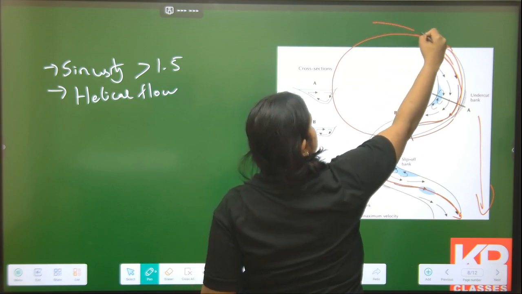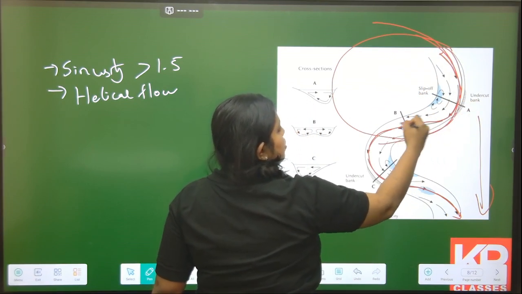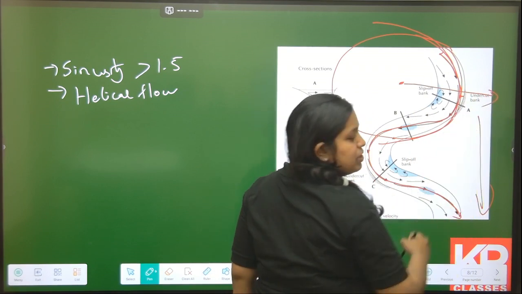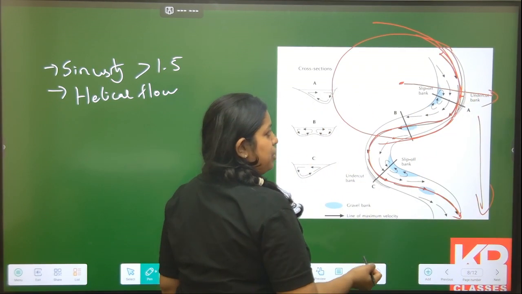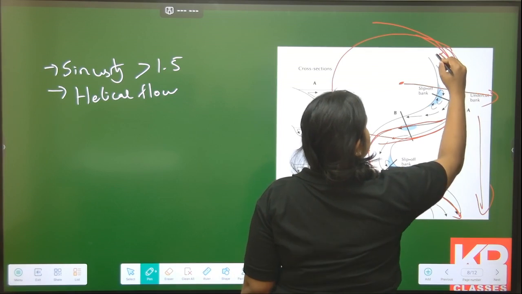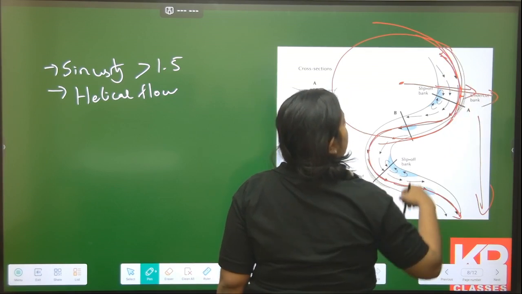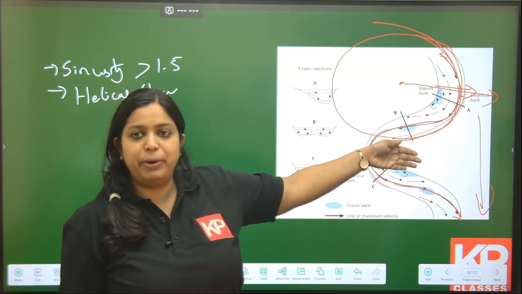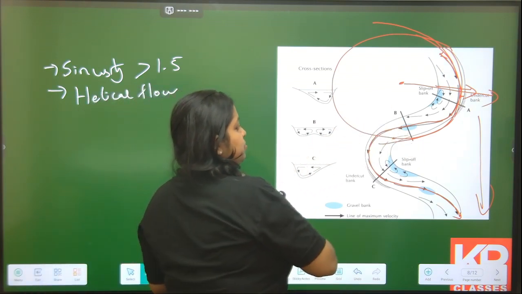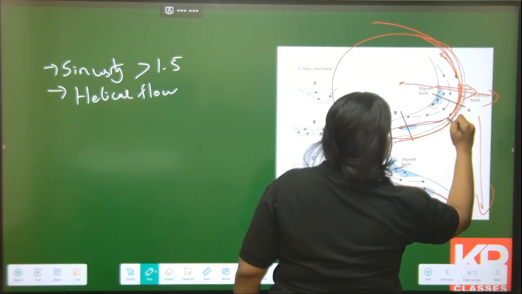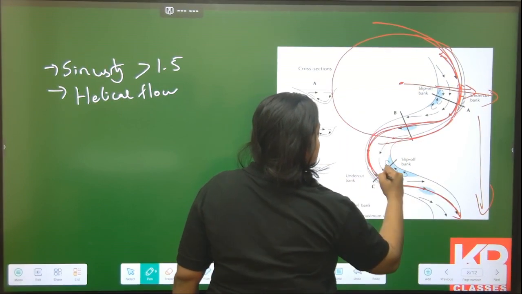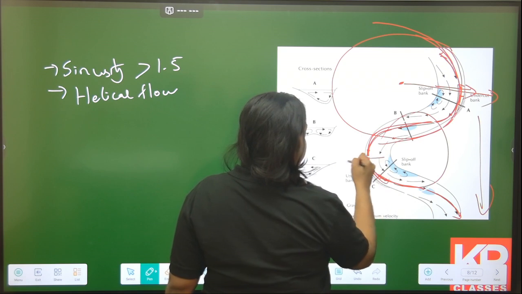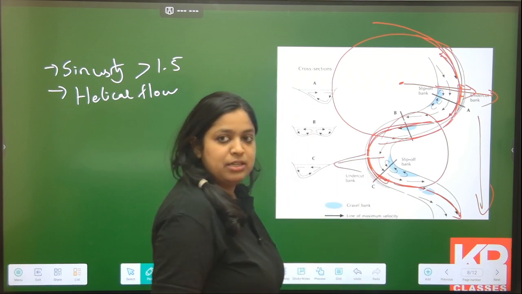So if an object is passing through the circle, it always has a pressure force that is pulling away from the center of the circle, that is the centrifugal force. So in this way the water will be pulled into the outer bank. That's why, after passing this side, again when it comes over here, we can say this is the circle, and the water will be moving towards this direction.